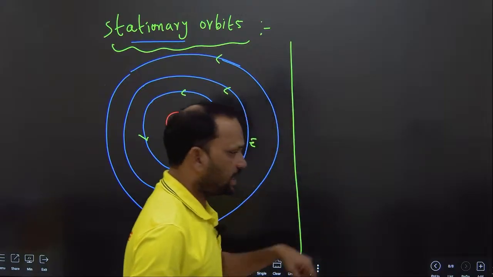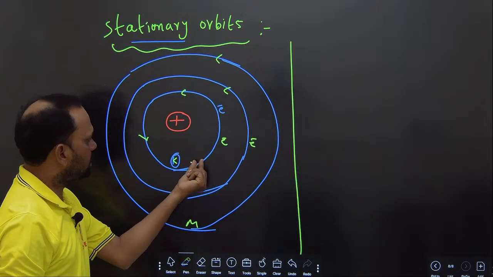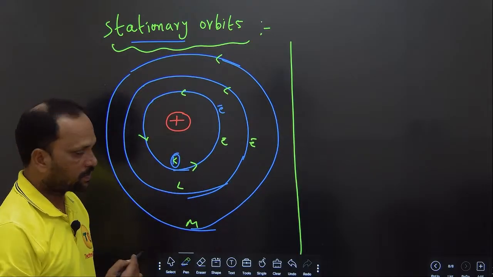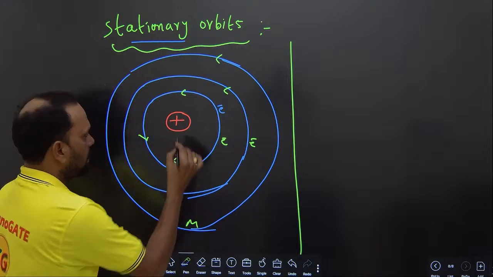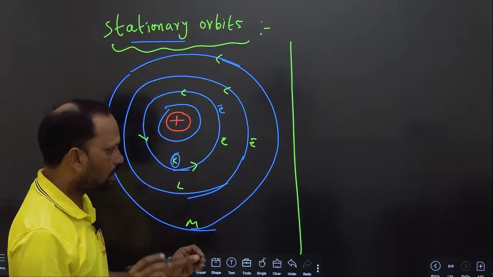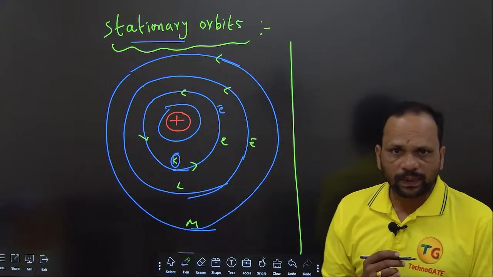Then the next condition is how we decide the orbits. Only this is the orbit. Why? How can we decide the orbits? Why is there no orbit here, and why is there one here? There is one more condition for the orbits.